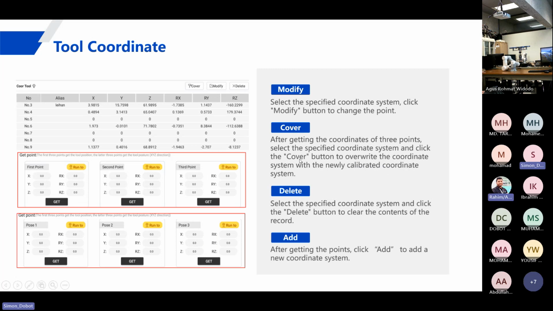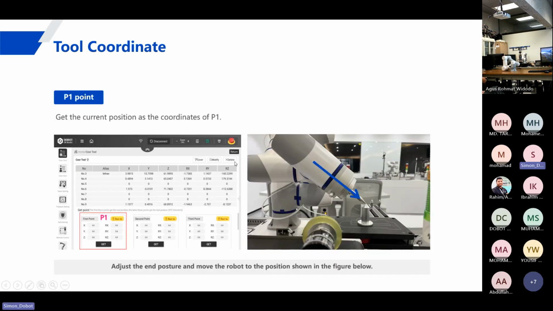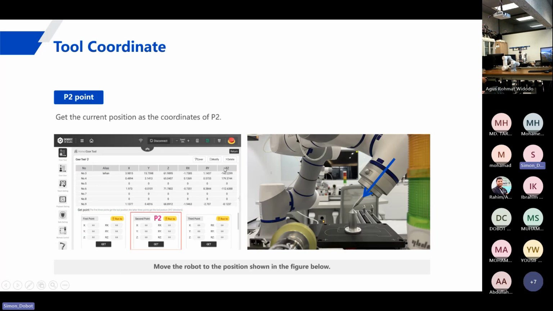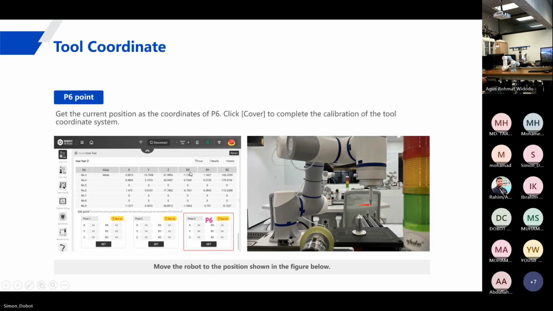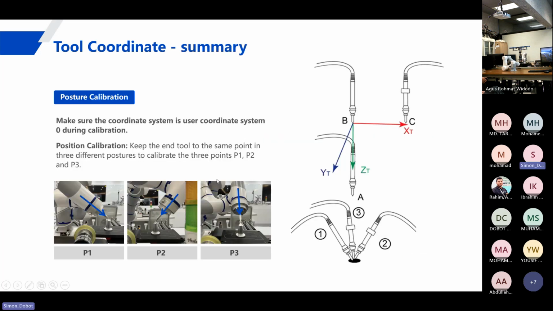This is CR Studio, how to build the tool frame. I will also show it later in the advanced training. Normally we need to get 6 points. So to build a tool coordinate, you need to teach at least 6 points.